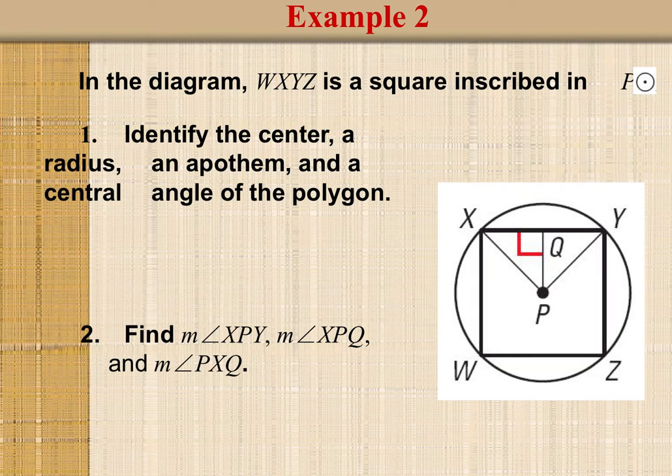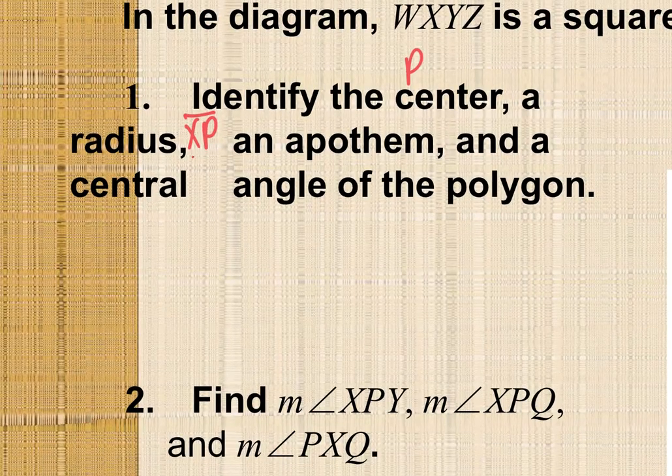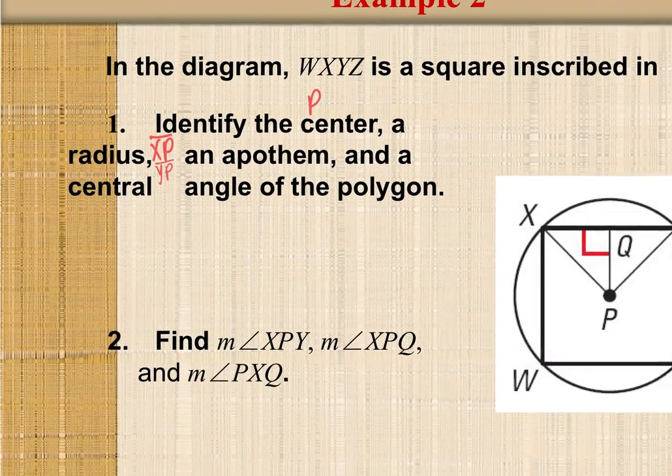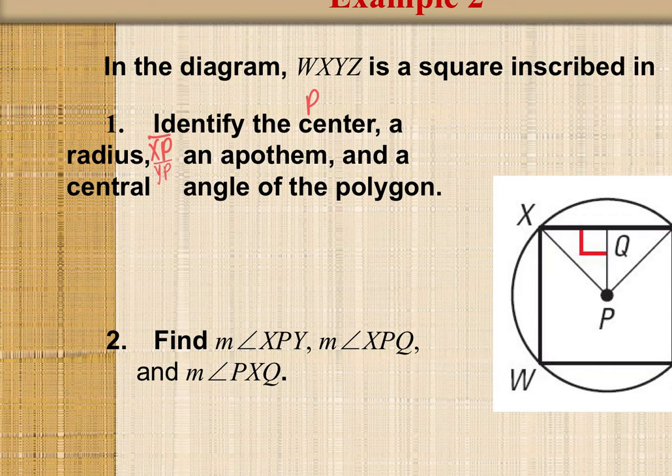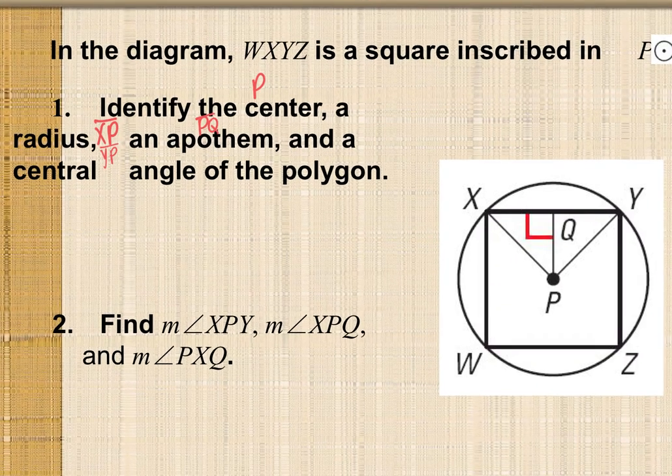In the diagram, WXYZ is a square inscribed in circle P. Identify the center. Yep, excellent, it's point P. Identify a radius. Jaden? XP, I agree. Notice it goes from the edge of the circle to the middle. What's another radius? YP. What's the apothem? Mariana? It's PQ, very good.